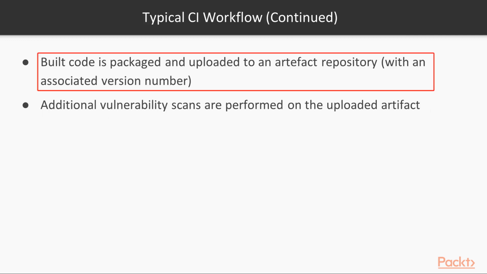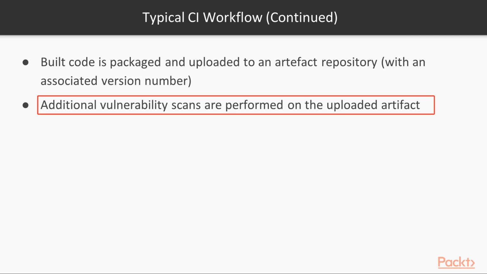Next, the built code is packaged and uploaded to an artifact repository, depending on the type of thing that's been built. So a Docker image would go to a Docker registry, and importantly, the artifact should be tagged with a version number. Once the artifact is uploaded to the artifact repository, then security vulnerability scans could be performed.